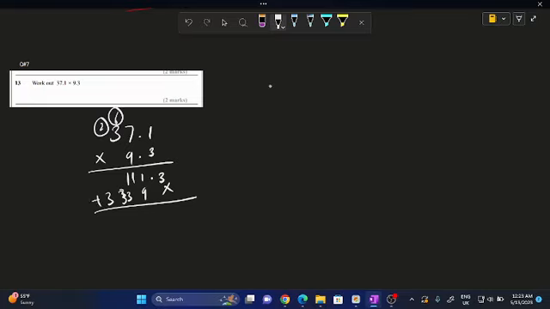Now add the relevant terms, and after doing the addition your answer will be: 3, 9 plus 1 is 10, 0, 1 can be taken as carry. 3 plus 1 is 4, 4 plus 1 is 5, 3 plus 1 is again 4, and 3 can be written as it is. So your answer would be 3450.3.